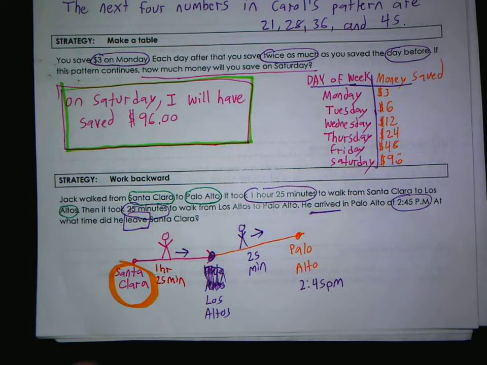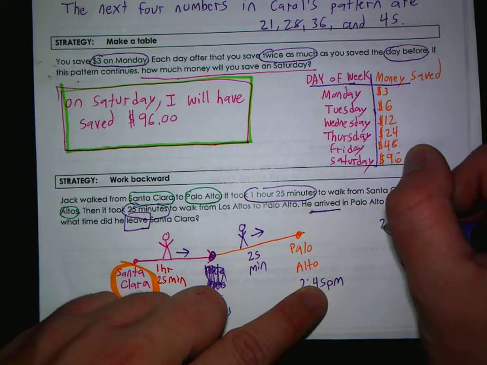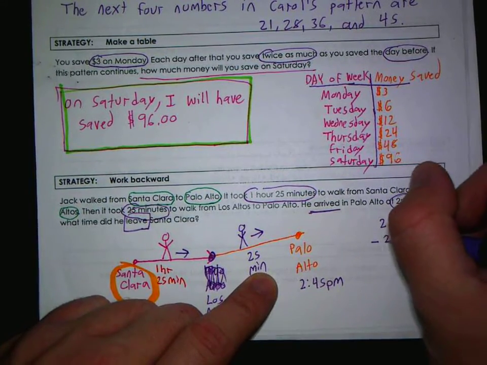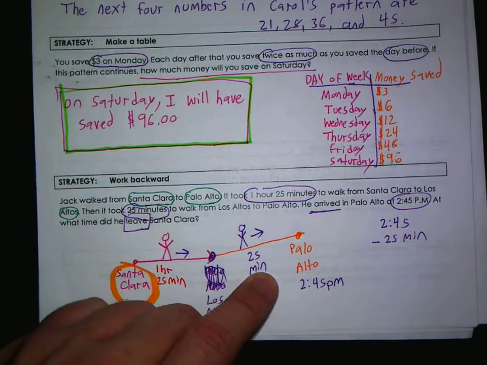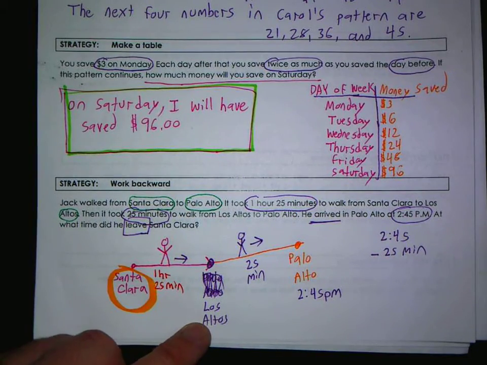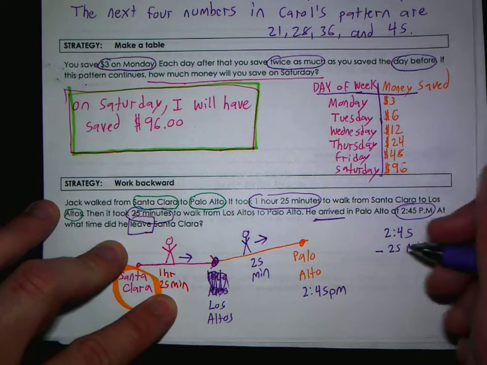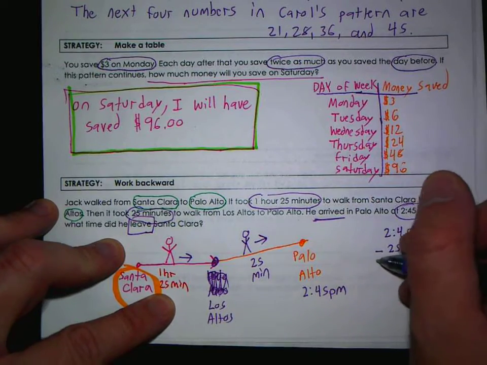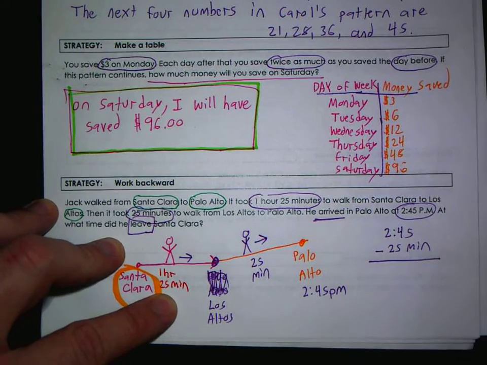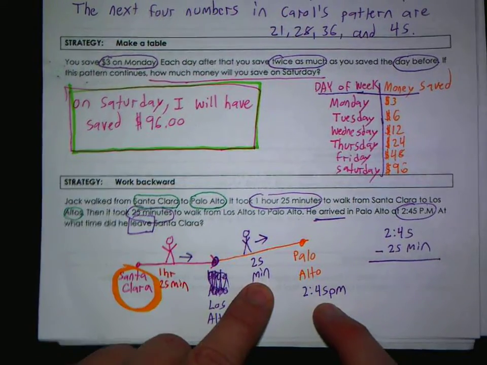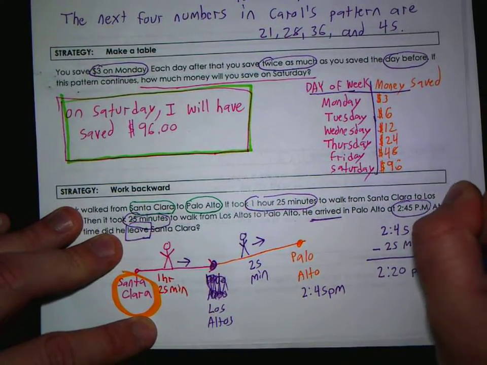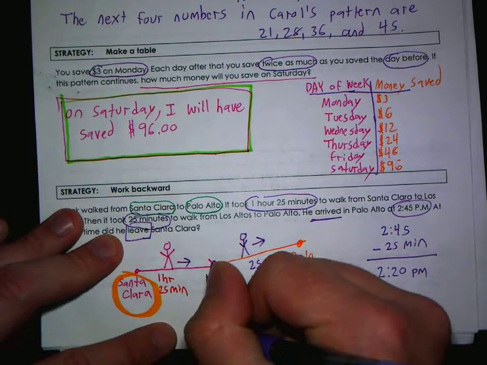Well, maybe you didn't even need a picture. Maybe you could have just said 2:45 minus 25 minutes. Right? That'll get you back to Los Altos. Minus an hour 25 minutes, right? And let's go ahead and do part of it at a time. So 2:45 minus 25 minutes would be what? Yeah, 2:20 when school gets out. So now this is 2:20.